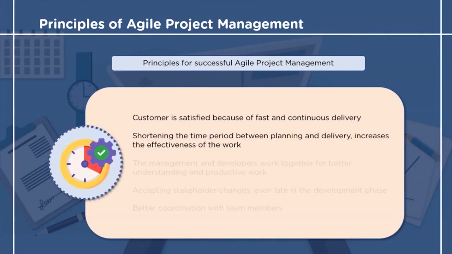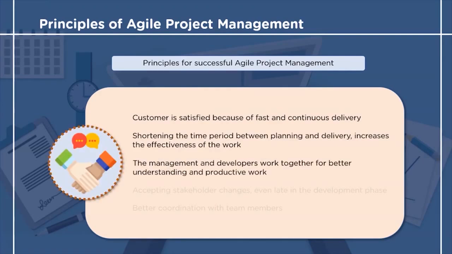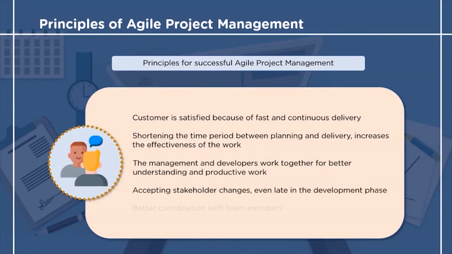The next principle refers to decreasing the amount of time between the phase of planning and delivery. The third principle states that the team of managers and developers work together and increase the productivity of their work. The next principle states that the changes requested by the stakeholders can be taken into consideration and worked upon during the development phase as well.